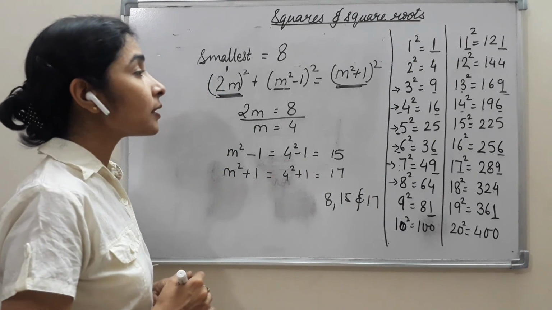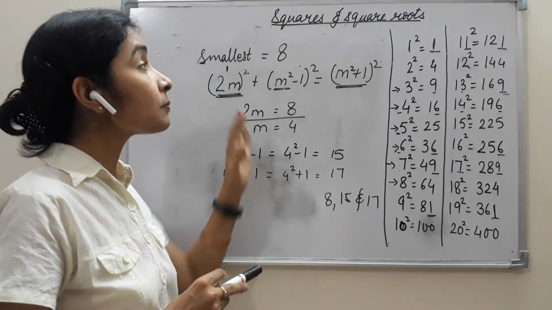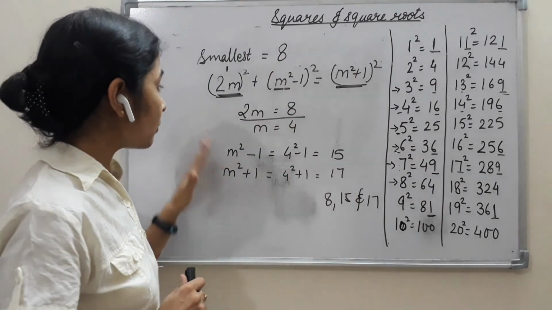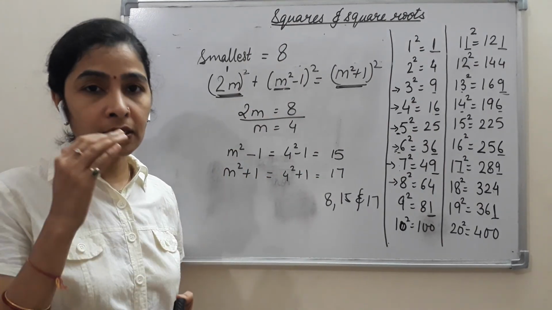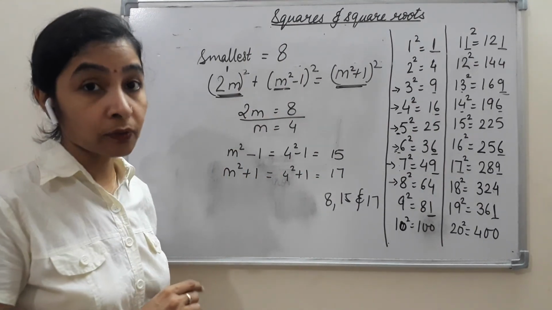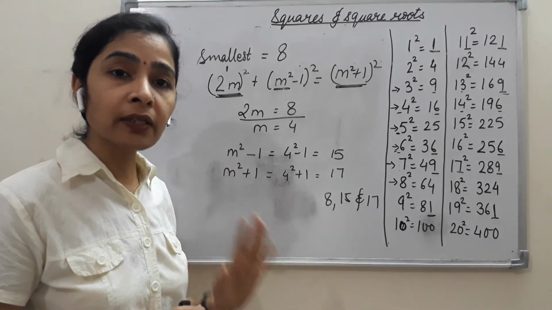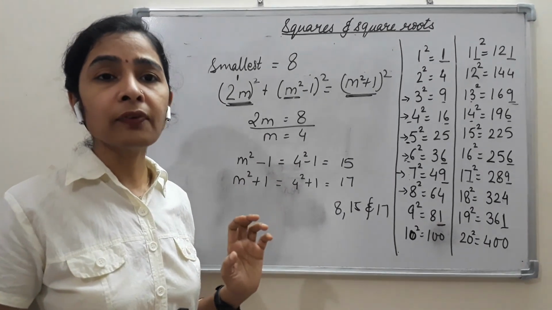So these were some concepts related to square numbers, perfect square numbers and square roots. Hope you understood it very well. Even the first exercise in the NCERT textbook is related to these concepts only. These concepts should be very clear to you.